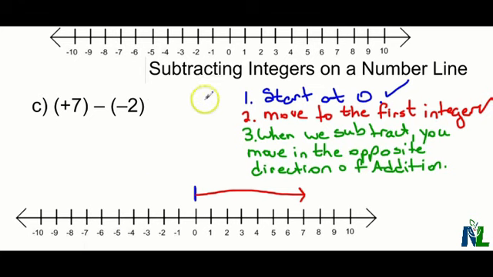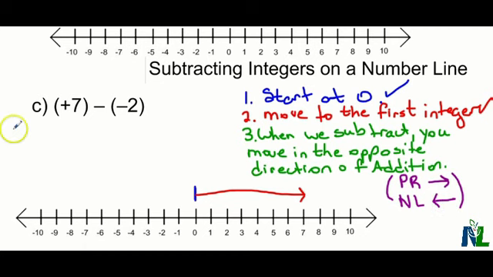Now, the third step, it says when we subtract, and that's what we're doing. We're subtracting here. We're subtracting a negative 2. It says we need to move in the opposite direction of addition. So let's think back. For addition, when you add a positive, you move right, PR, so you move in that direction. When you add a negative, you move left, NL, as in Newfoundland. So that means we move that way. So we've got to keep that in the back of our mind.